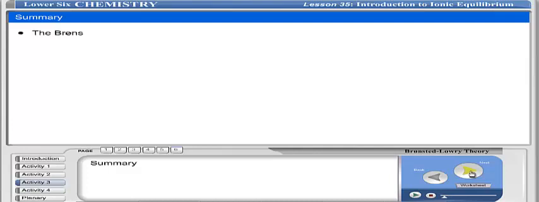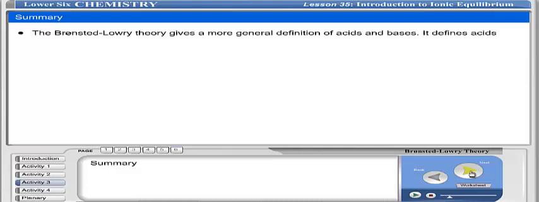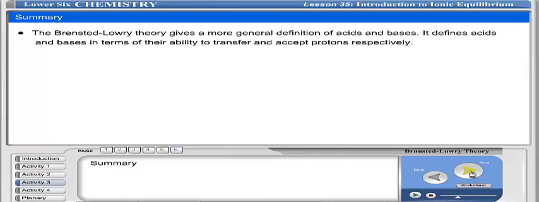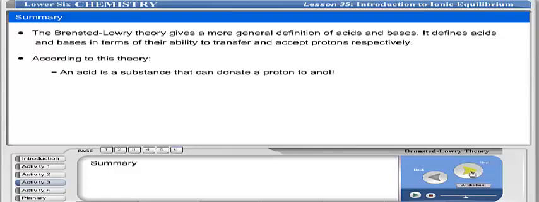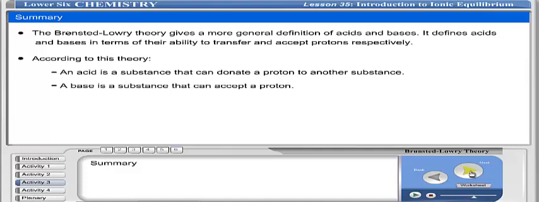Summary: the Bronsted-Lowry theory gives a more general definition of acids and bases. It defines acids and bases in terms of their ability to transfer and accept protons respectively. According to this theory, an acid is a substance that can donate a proton to another substance. A base is a substance that can accept a proton.